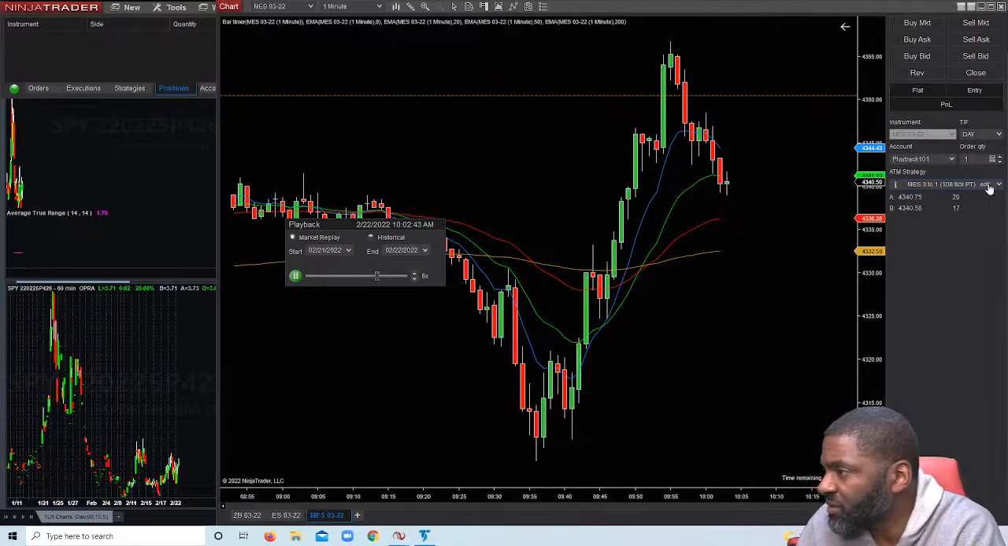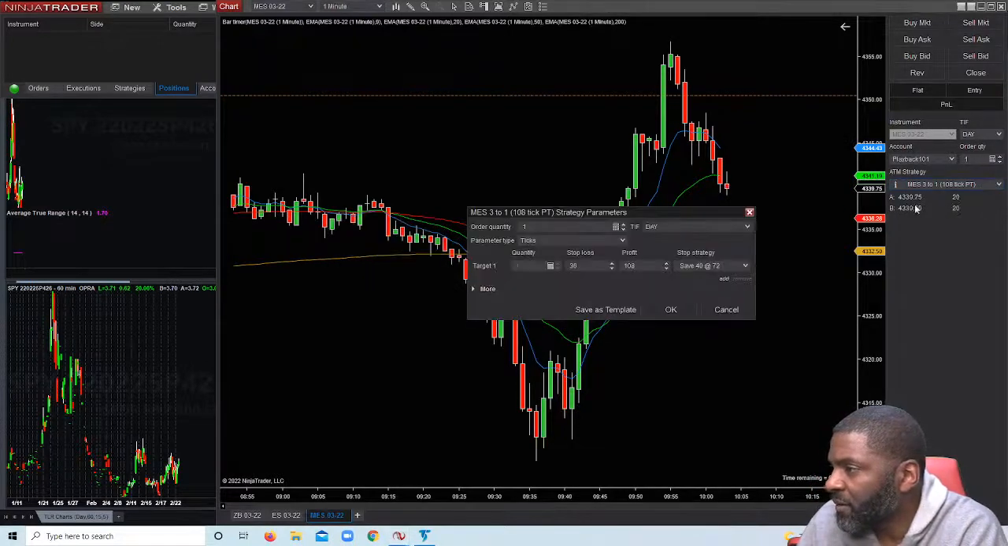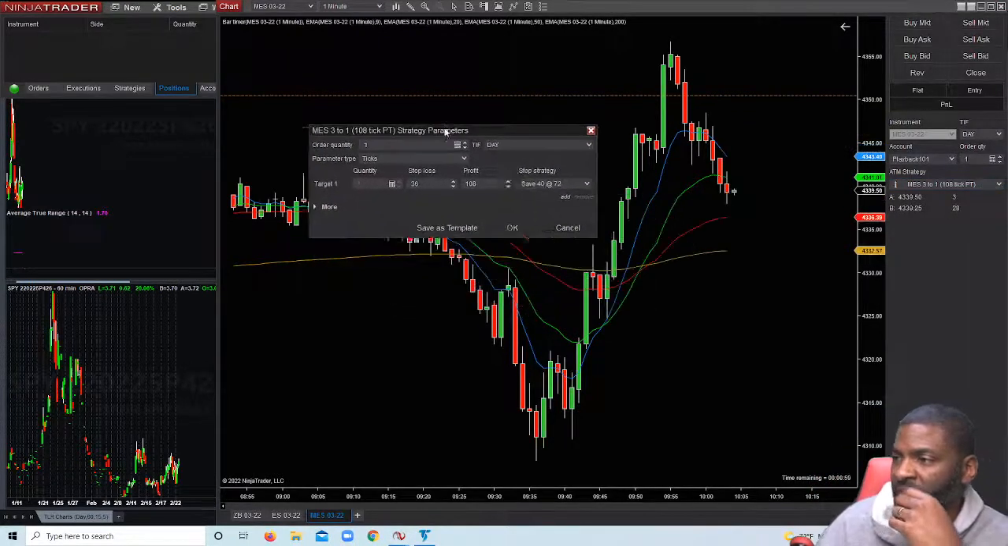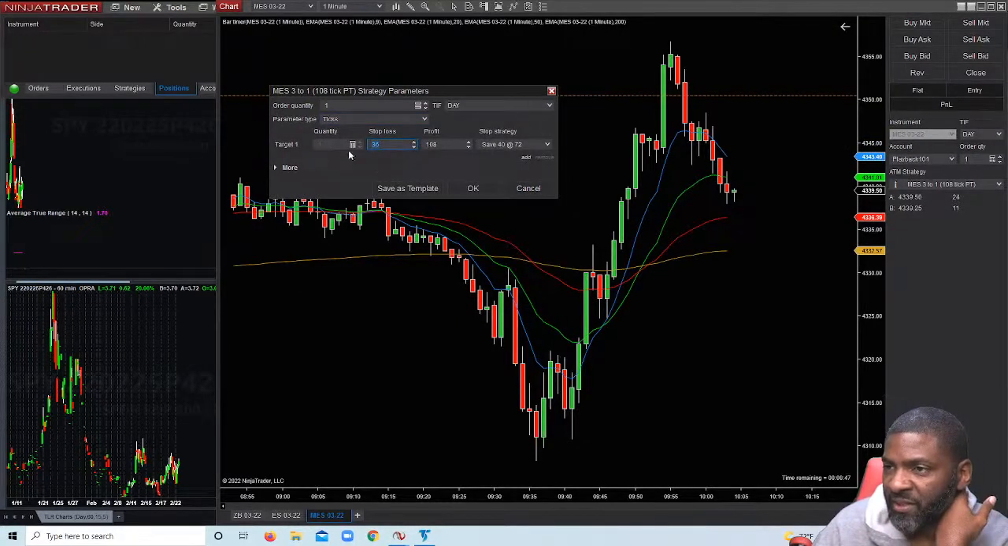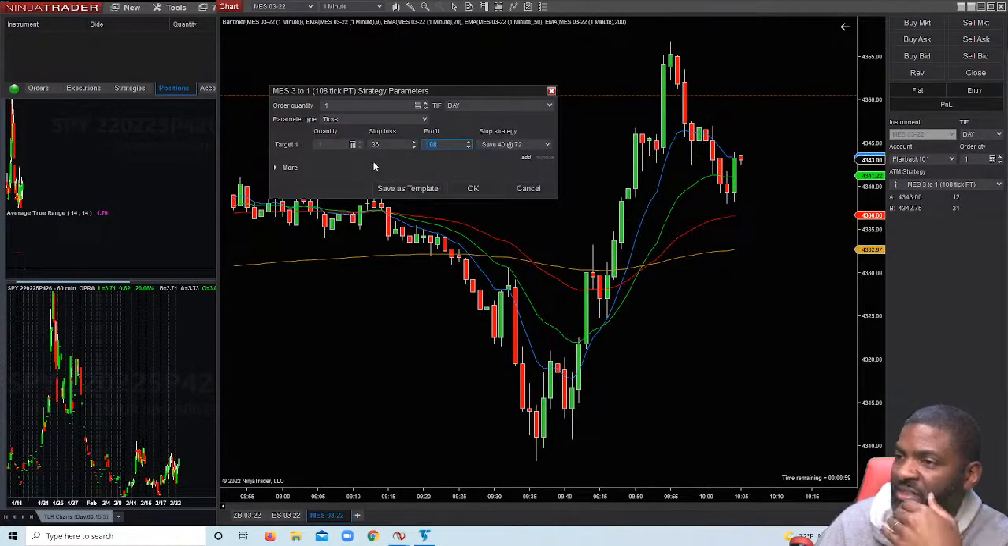Here, let me break this down real quick. All right. When I go in, I set up my ATM. Y'all see right there. Okay, so the stop loss is 9 points, 36 ticks. This is my default ATM setup. The profit target is 108 ticks. That's like 27 points.